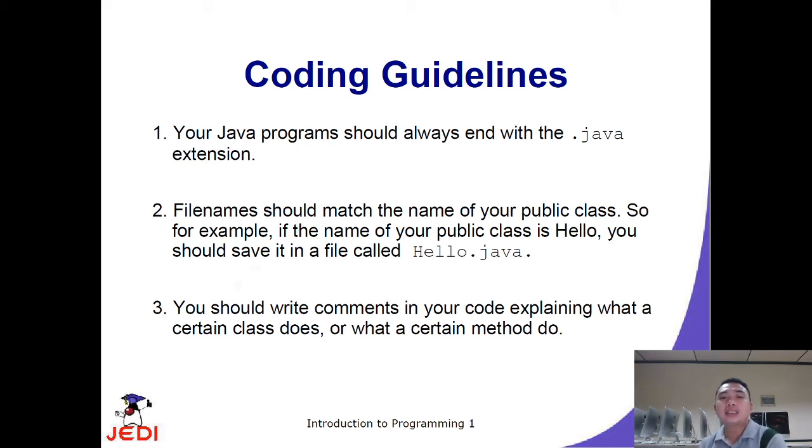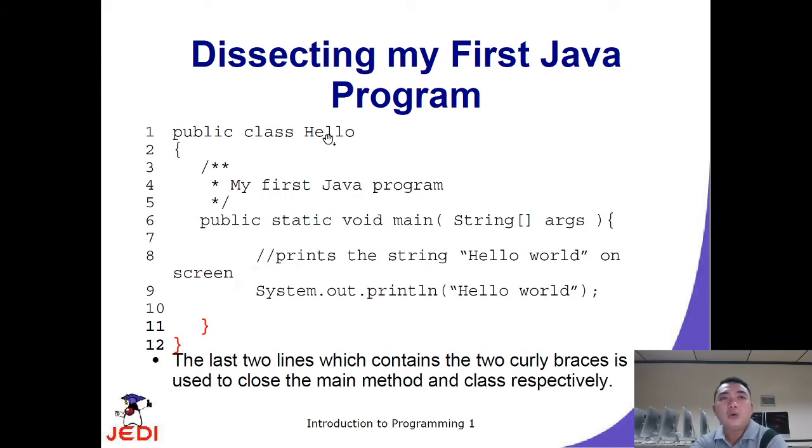Again, the file name of Java programs must always end with .java. You don't have to worry because in NetBeans it will automatically be given the .java extension under a NetBeans project folder. So file names should match the name of your public class. Okay? So if your public class is hello, the file name also needs to be hello. In NetBeans, you need to define first the name of the file, let's say hello, and it will automatically produce public class hello.